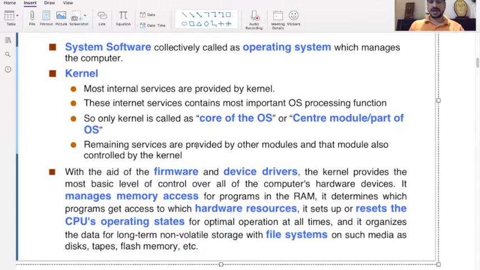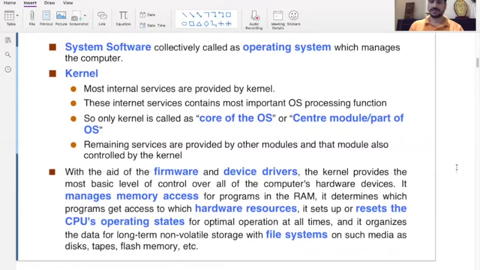Remaining services are provided by other modules, and that module is also controlled by the kernel. Remaining services means, let's say we have purchased a new piece of hardware, a scanner, and I want my system to be connected with the scanner. So I'll connect the scanner and try to install the device driver of the scanner.